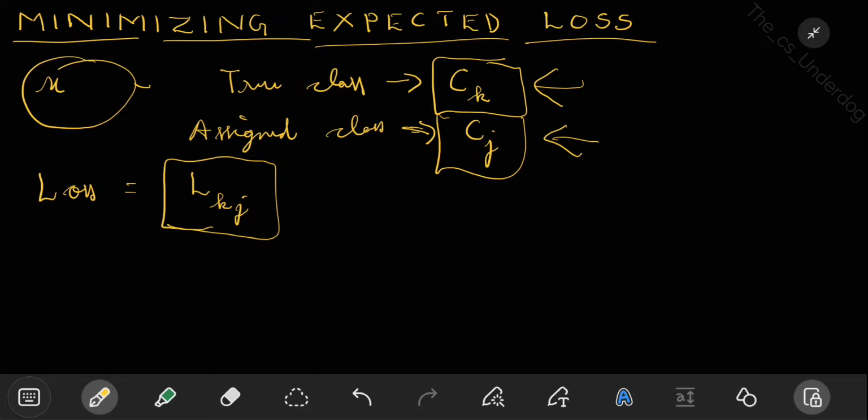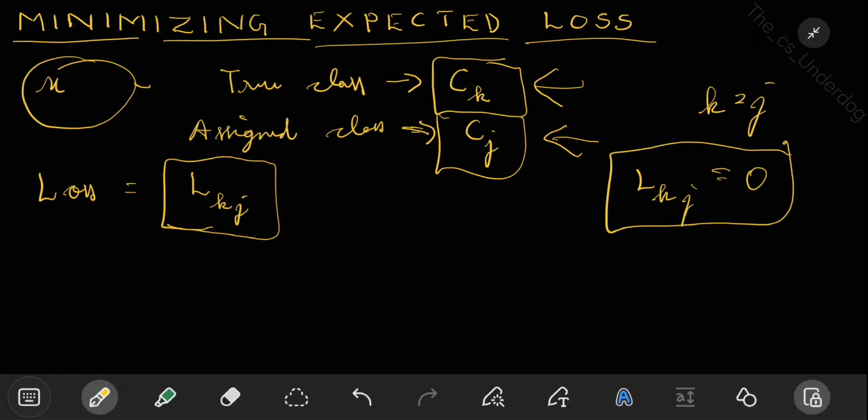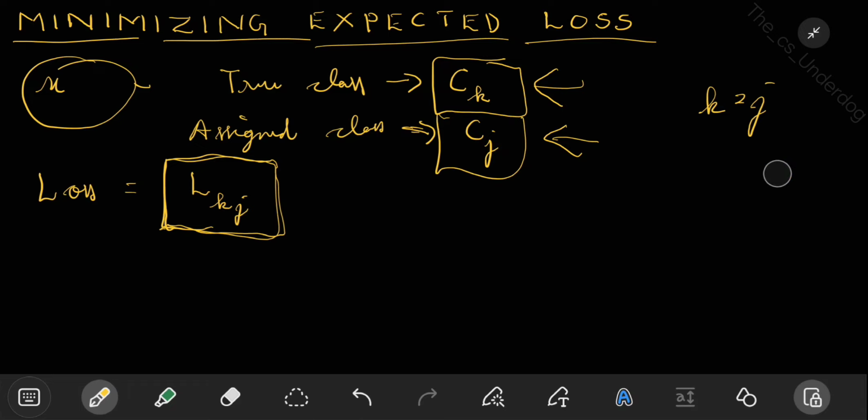So what would you ideally do? If K is equal to J, in that case you would put LKJ equal to 0, because in that case there is no loss. You are actually assigning it into the correct class. For the wrong class, what can you do? Here, because you have a value of loss LKJ, you can manipulate this value such that loss is very high for one particular misclassification and loss is moderate for some other misclassification, right? So let us put this in a matrix so that it will be easier to understand.